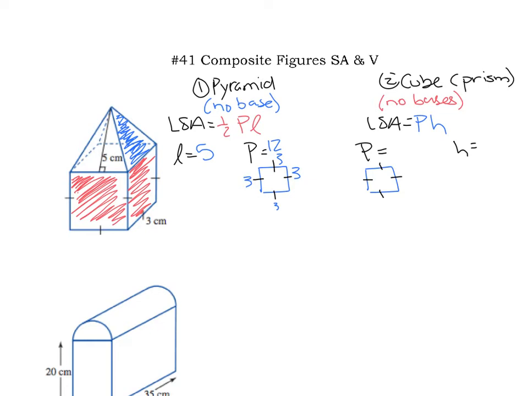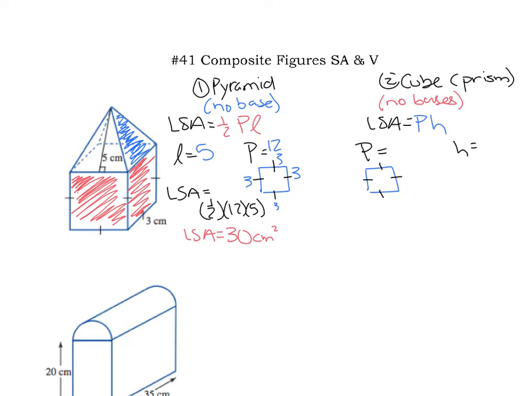So when we mathematically solve this, the lateral surface area is going to equal 1/2 times P, which is 12, times slant height, which is 5. So if we do 1/2 times 12 times 5, we end up with a lateral surface area of 30 centimeters squared.